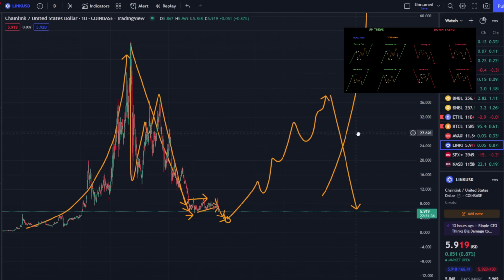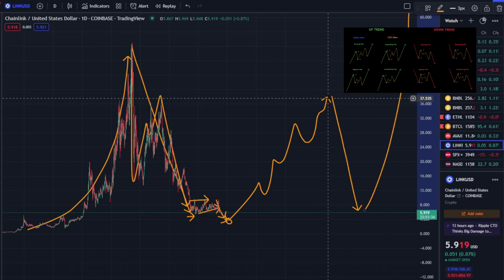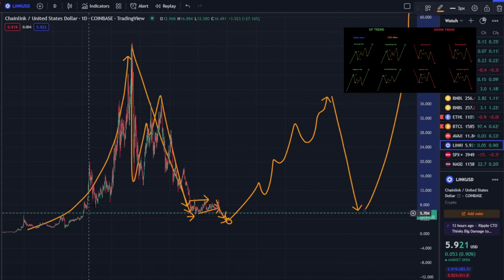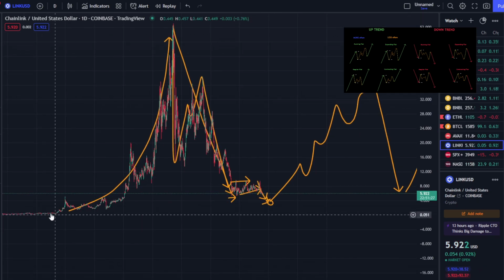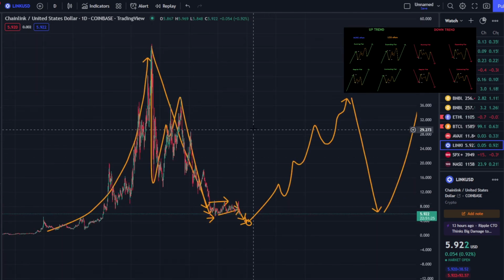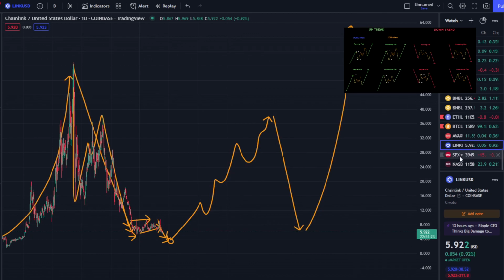So an up move that will go like this, and maybe the down move will be a contracting flat just like this one, or this one, or even this one. There's one right there, but either way, that's my thoughts for Link.